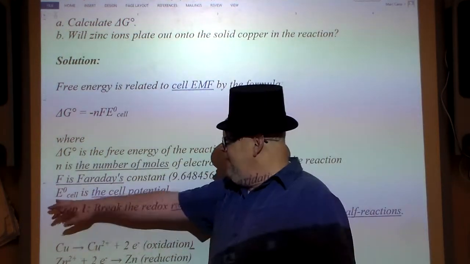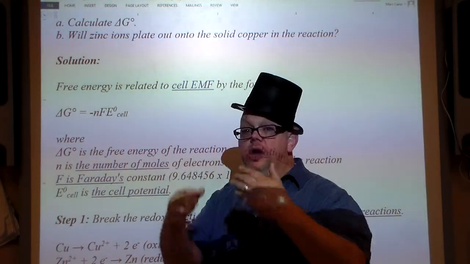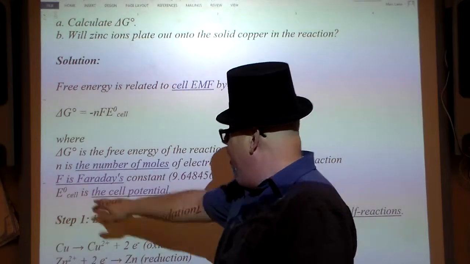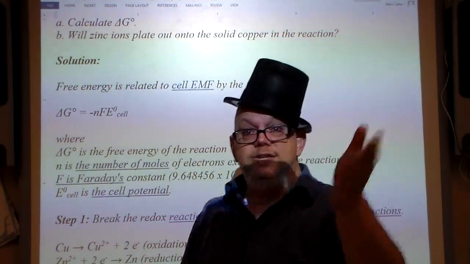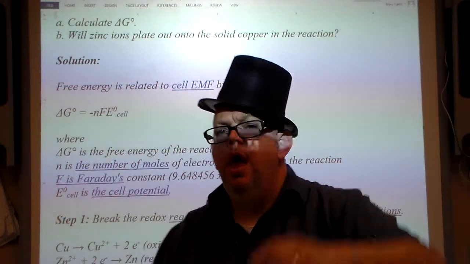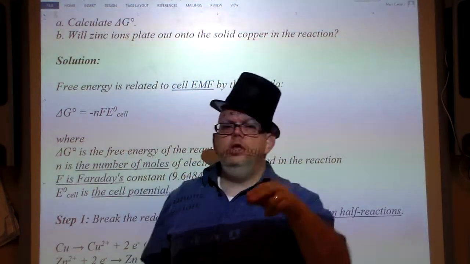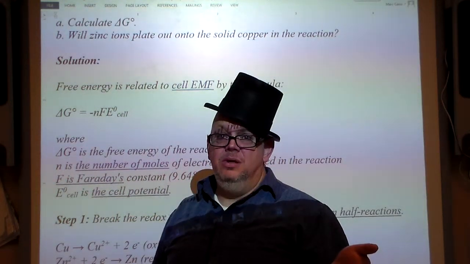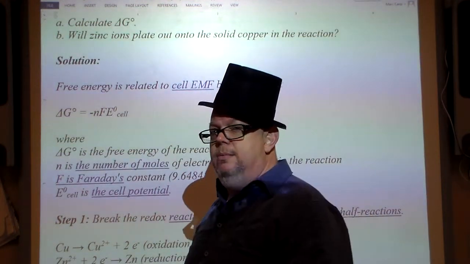And then E of the cell is the cell's potential, where we look at the reduction and the oxidation reaction and combine them together. If the E of the cell is positive, you have yourself a galvanic or voltaic cell. On the other hand, if it's negative, then what you have is an electrolytic cell, which you're not going to get electricity out of. You're going to have to put energy into it in order to make things happen.